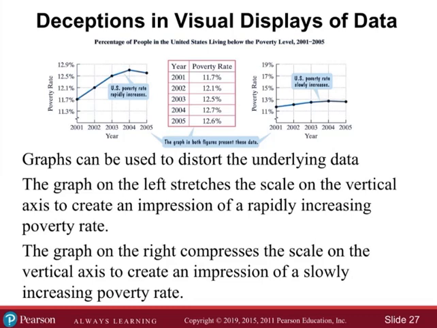But it's based on how the data is displayed. It's based on the zoom level, right? Both of these graphs are showing the same data. It's just displayed differently, right? So a graph can be used to distort the underlying data. The graph on the left stretches the scale on the vertical axis and creates the impression of a rapidly increasing poverty rate. The graph on the right compresses the scale on the vertical axis to create an impression of a slowly increasing poverty rate.